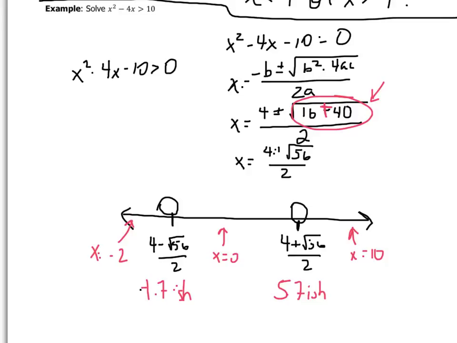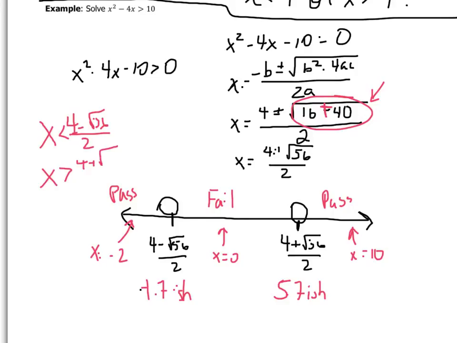If you test x equals 0, you will find that it fails over here, and it succeeds over here. There's a pass and a pass. So our solution then would be x is less than 4 minus root 56 over 2, or x is greater than 4 plus root 56 over 2. Beautiful. That's a toughie.